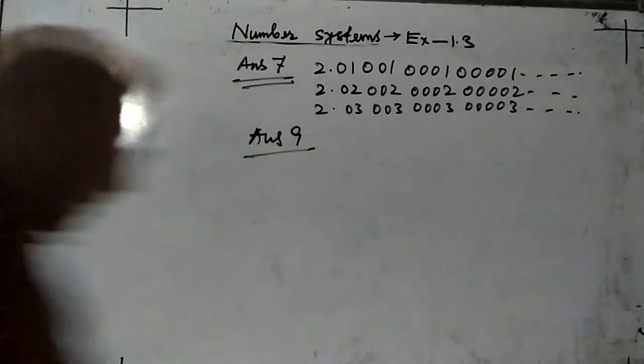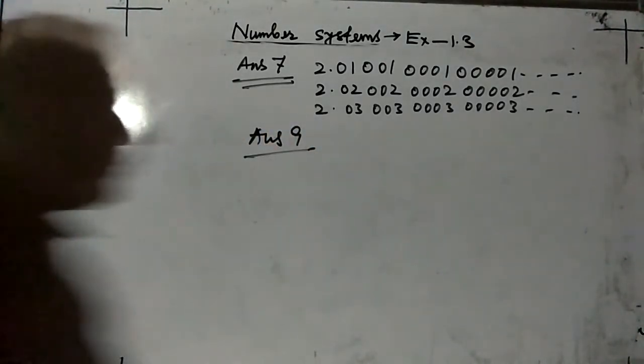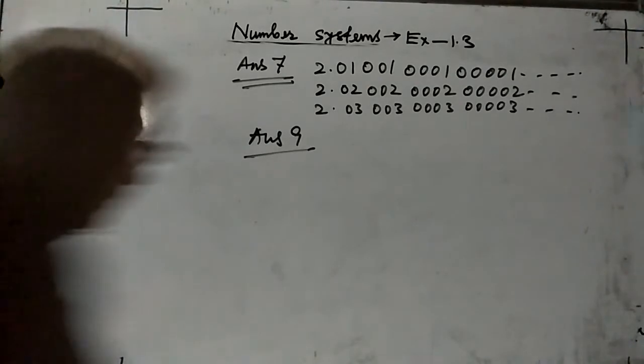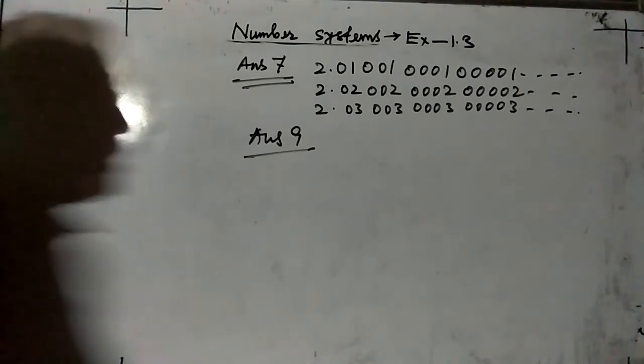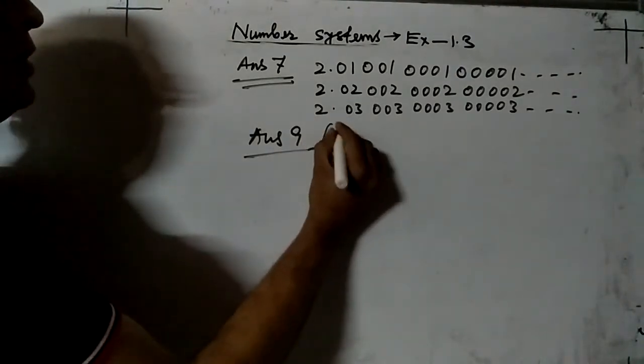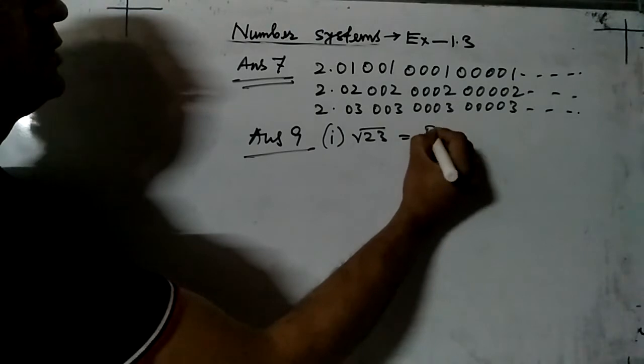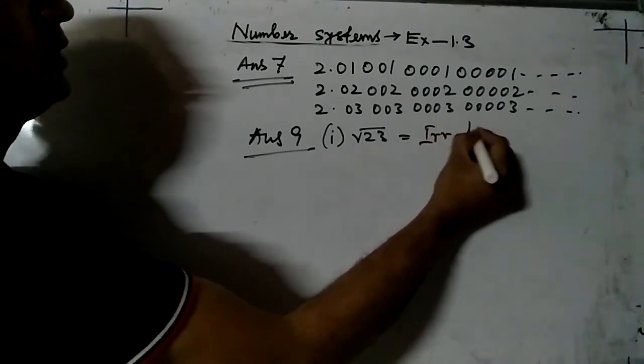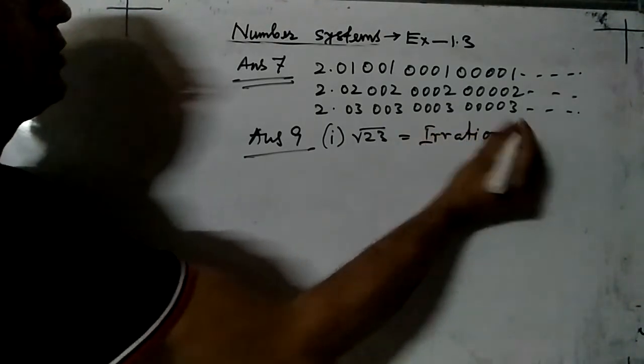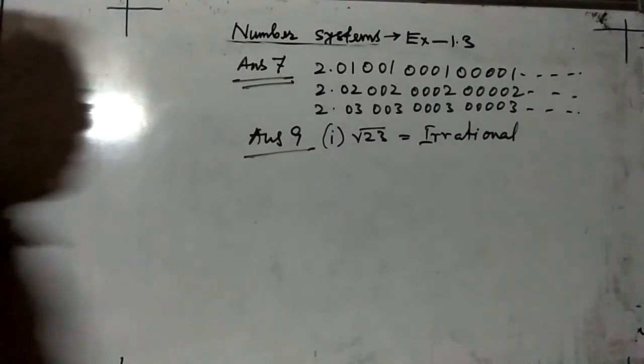And the last question is 9. That is answer number 9. Here 5 numbers are given. We have to tell which one is irrational and which one is rational. First one, root 23. Clearly it is irrational. Already I explained. We can't express this in P by Q form.